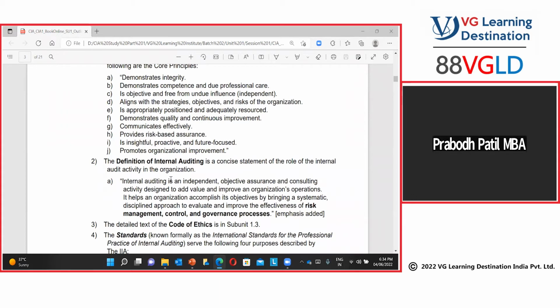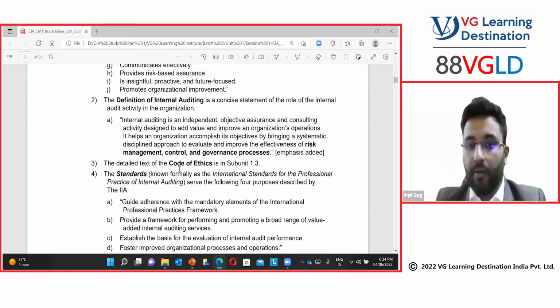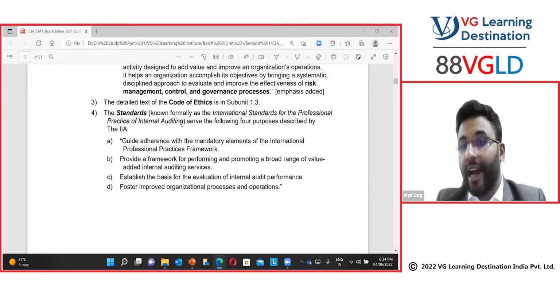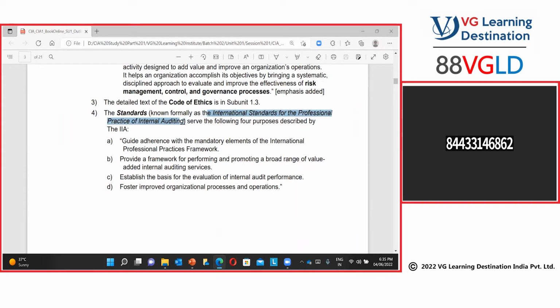Yes. So with that, we have covered two important aspects so far, core principles and the definition of internal auditing, folks. Moving on now to the next part. The code of ethics we will cover later, which is quite detailed. Now, the standards. The standards are known formally as the International Standards for the Professional Practice of Internal Auditing. Like the IPPF framework, which is the International Professional Practice Framework, the standards are known as International Standards for the Professional Practice of Internal Auditing. Can you all read that together?